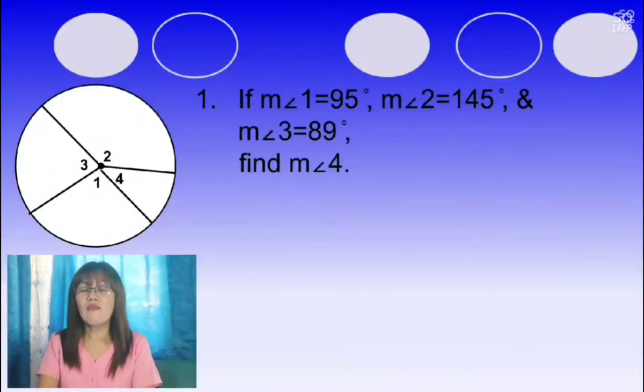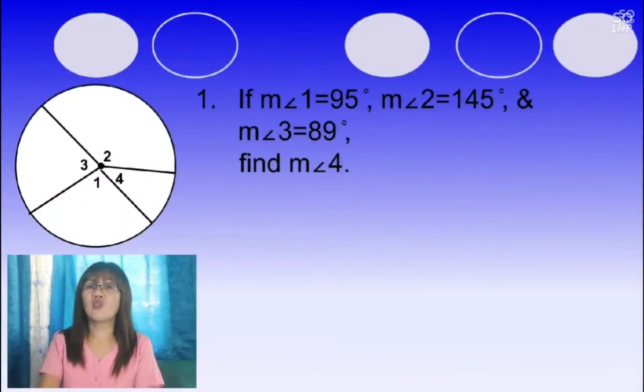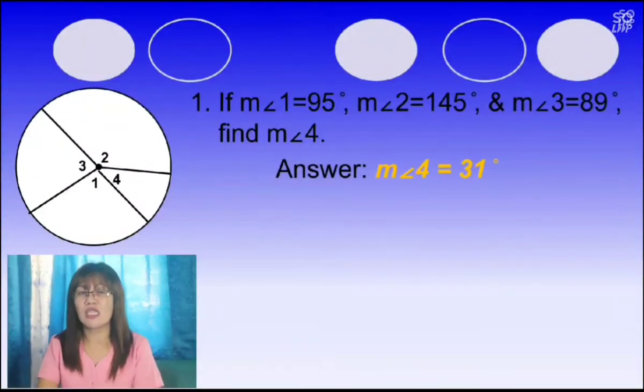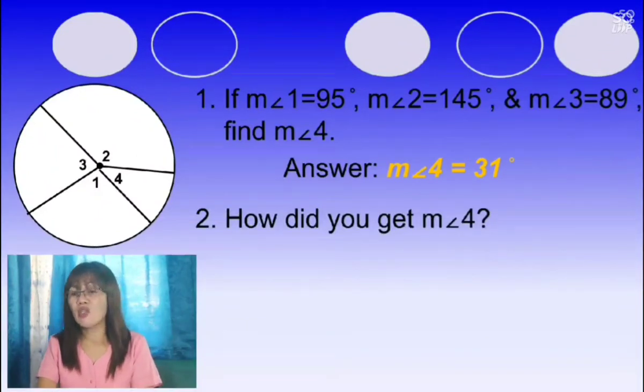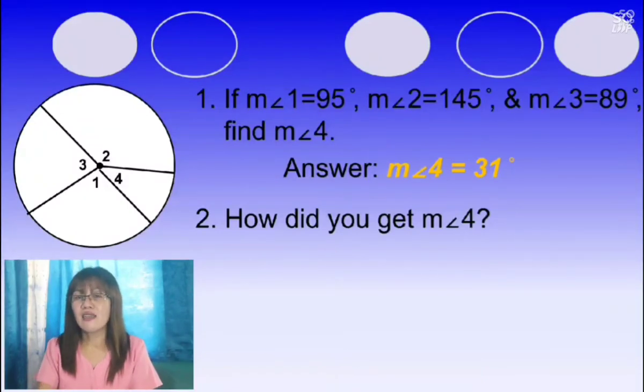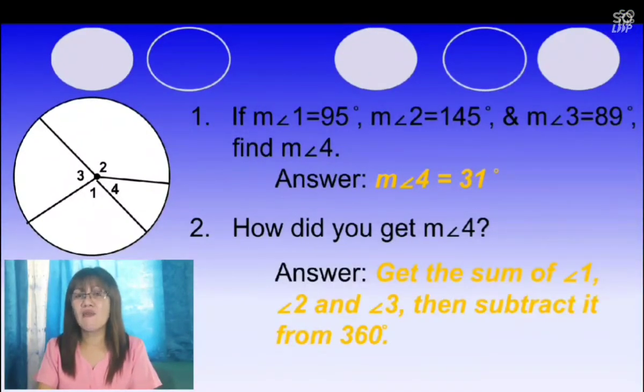For example, if the measure of angle 1 is 95 degrees, the measure of angle 2 is 145 degrees, and the measure of angle 3 is 89 degrees, what is the measure of angle 4? Anyone? Okay, that's right. The measure of angle 4 is equal to 31 degrees. How did you get the measure of angle 4? Amazing! By getting the sum of angle 1, angle 2, and angle 3, and then subtracting it from 360 degrees.